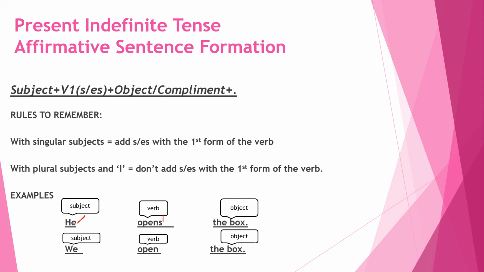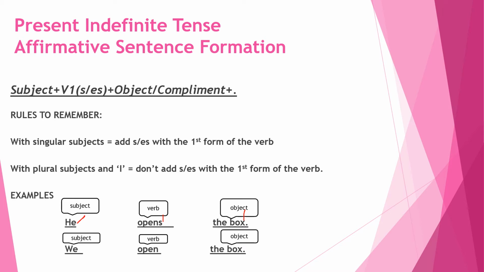Let me tell you, the object is a noun or a pronoun, or it can also be a noun phrase that is affected by the action of the verb. So here he says he opens the box. So what does he open? The box. So the box becomes the direct object, right?